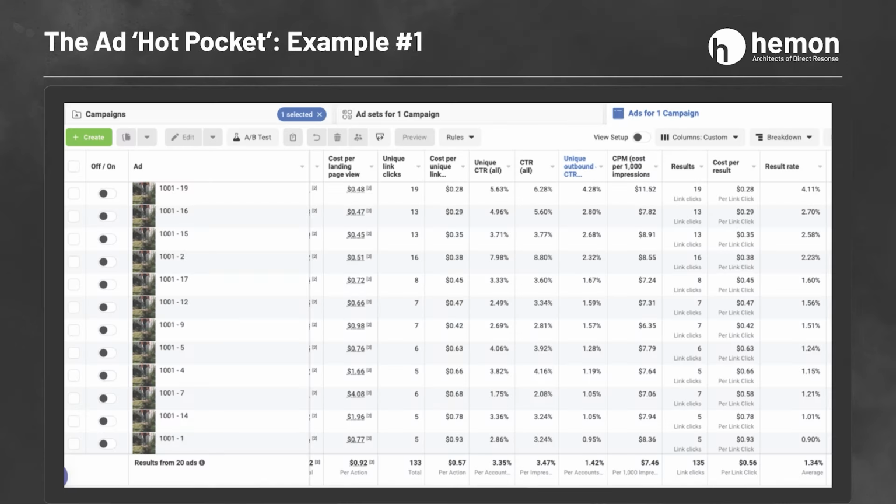Here's what I mean. Here's an example of what it looks like inside of an account, right? So you've got all these different variations, and we're testing all of them. You can see the top one. The average of them is like 1%, 2%. The top one is 4.28%. Exponential difference, right? So that's what we're looking for after these tests run.